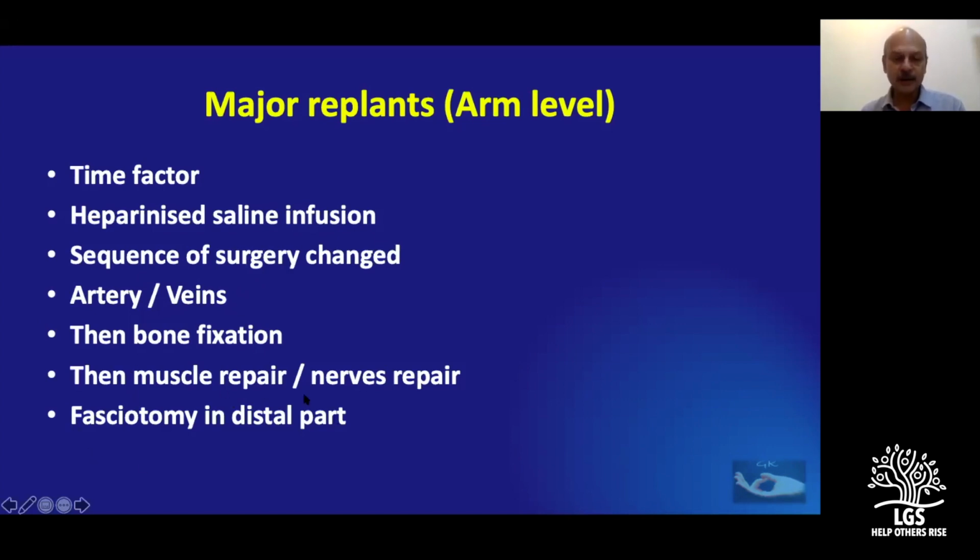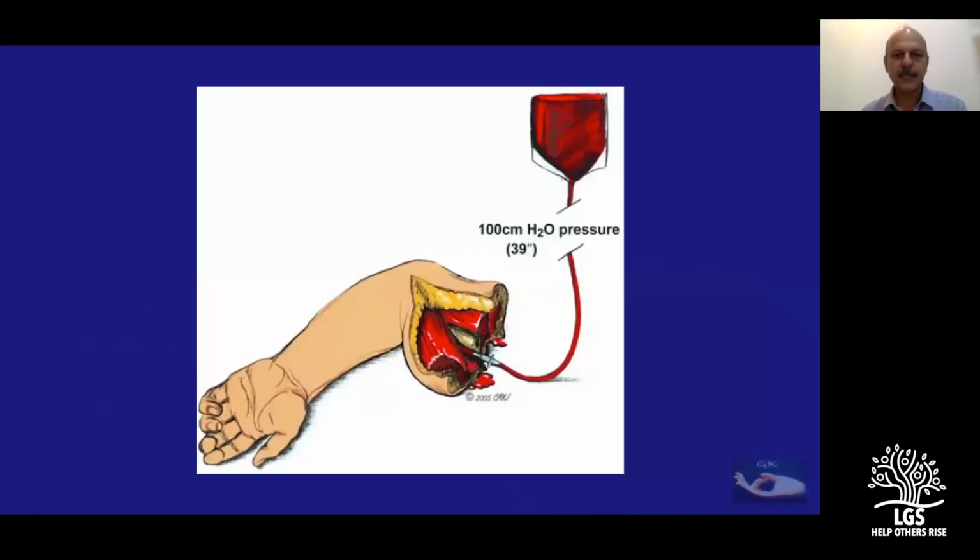And important to remember here is you must do a fasciotomy in the distal part before you allow the blood to flow into it, so that you prevent a Volkmann's contracture leading to another problem in the distal part. Sometimes you can just start a solution. Heparinized blood is given, or a heparinized Ringer's lactate can be given, but you must hold it at a pressure because it will normally not flow. You need to hold it at 100 centimeters above the level of the hand, so that the blood pressure of the heart is mimicked.